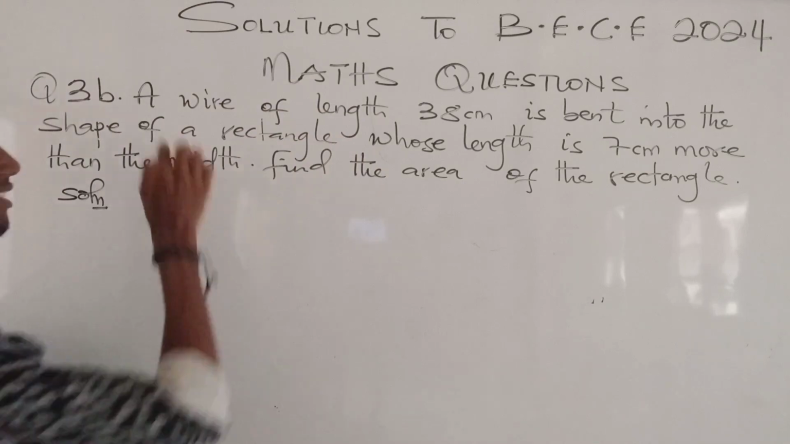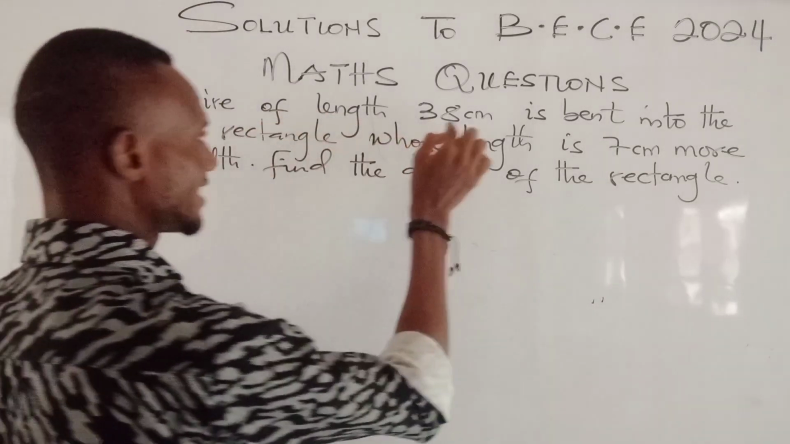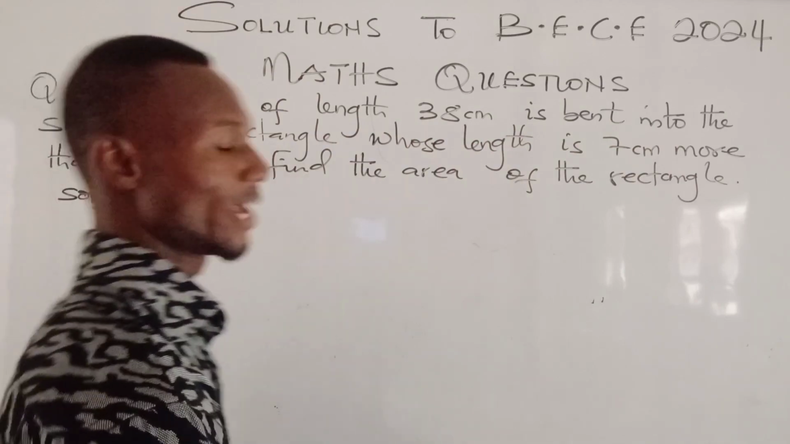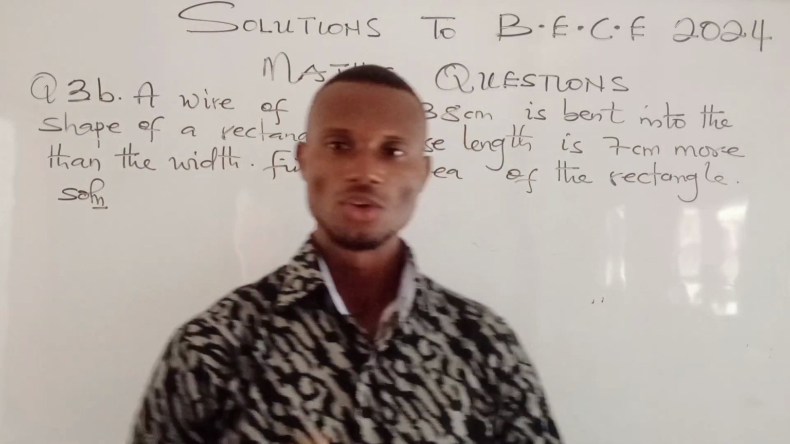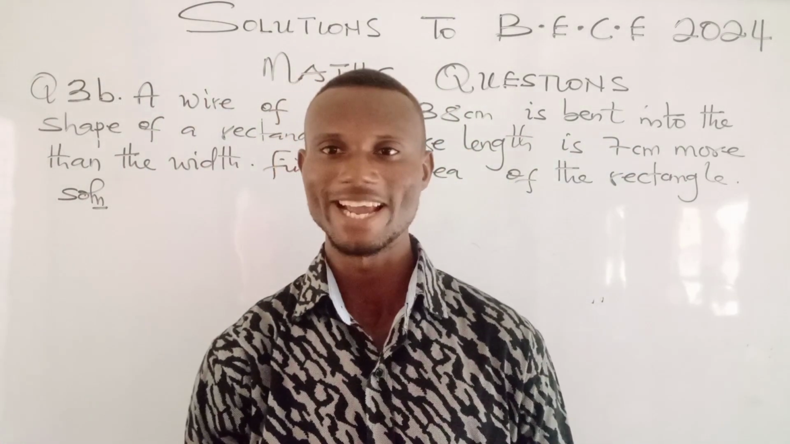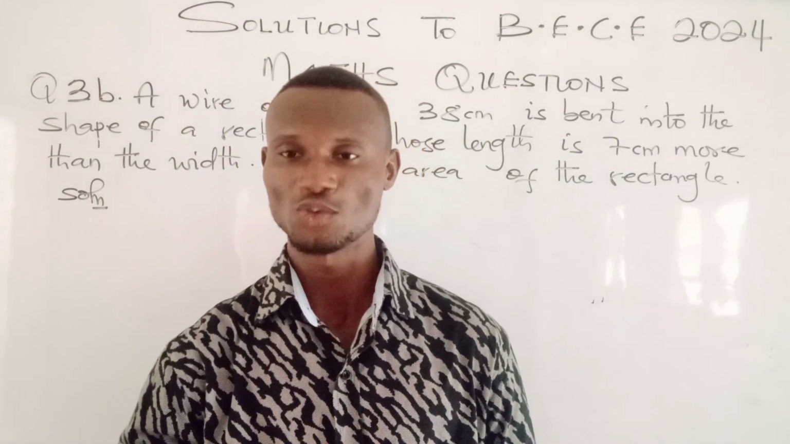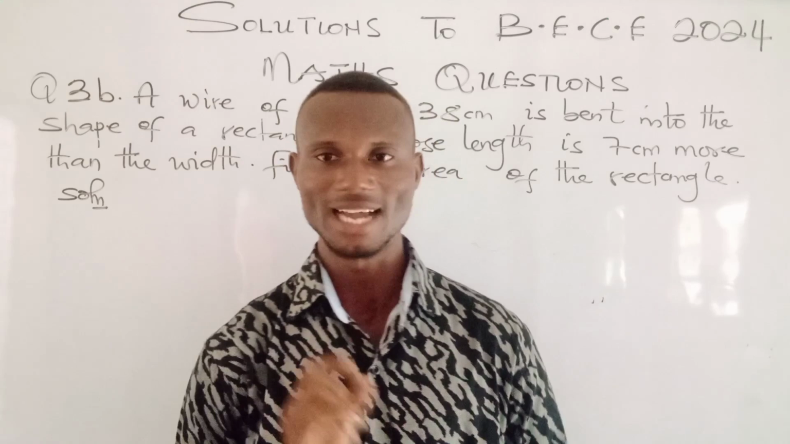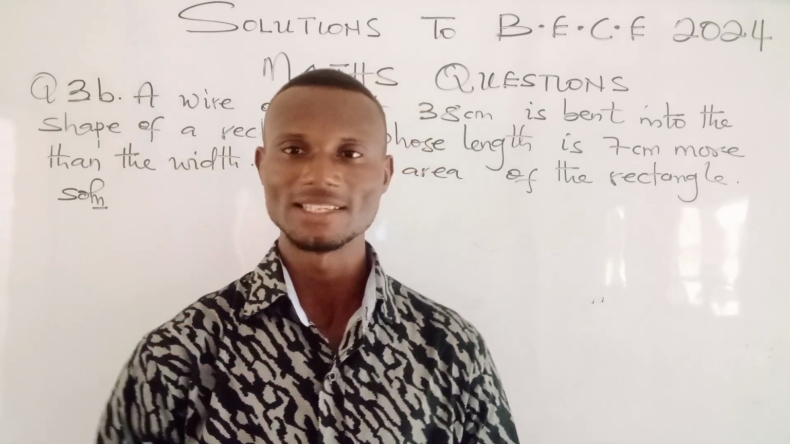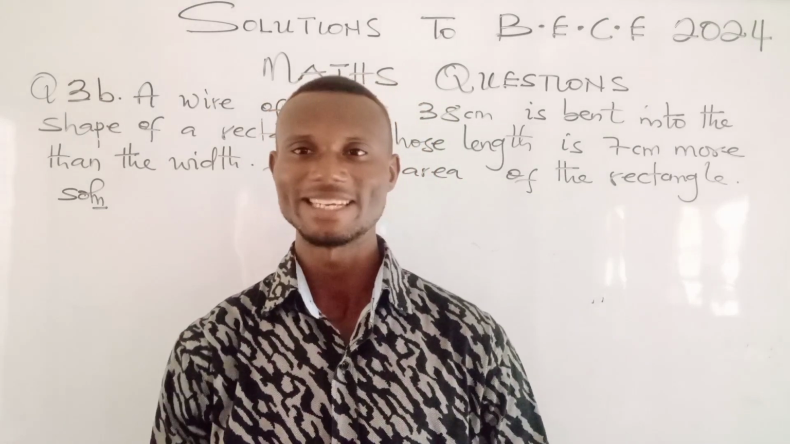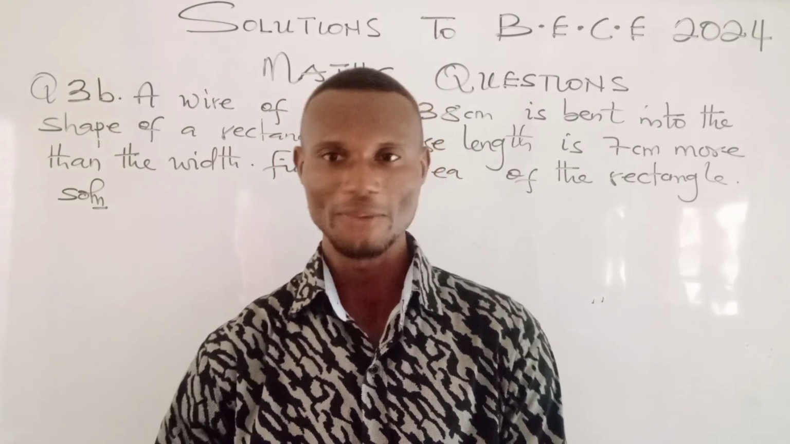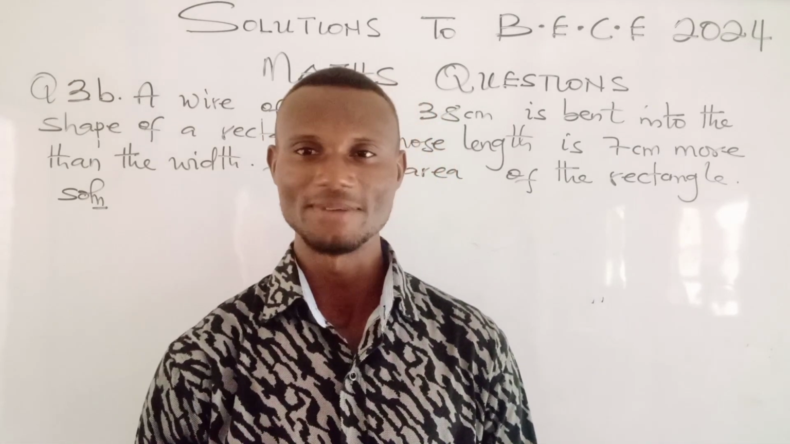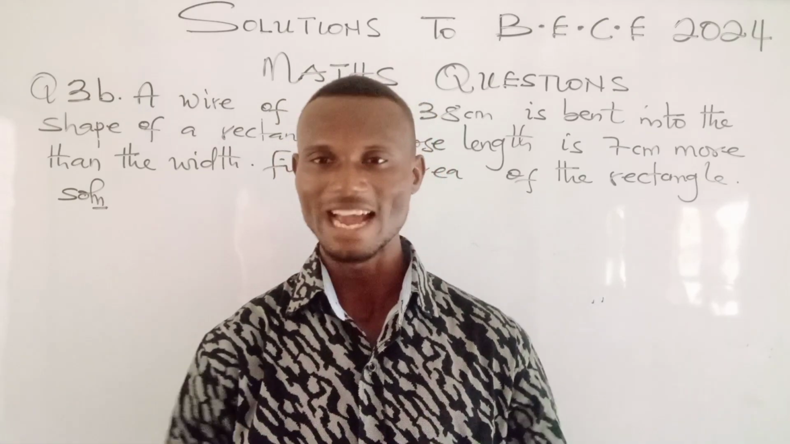Okay, it says that a wire of length 38 centimeters is bent into the shape of a rectangle. Now you have a wire of length 38 centimeters which has been bent into the shape of a rectangle. What does that tell you? It tells you that the 38 centimeters is the perimeter of the rectangle. Do you understand? Because the perimeter of any plane figure is the distance around it.